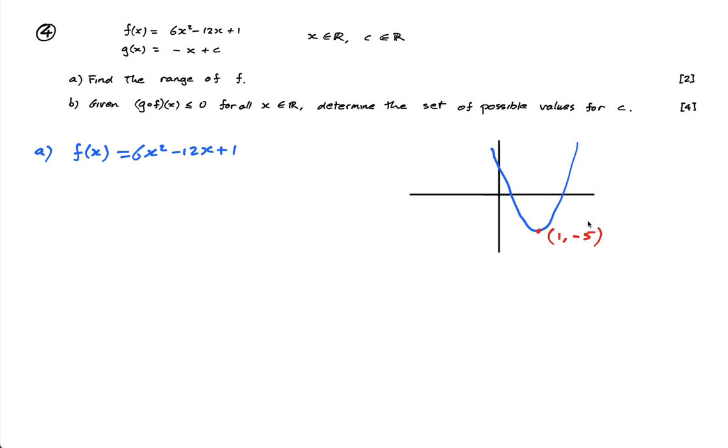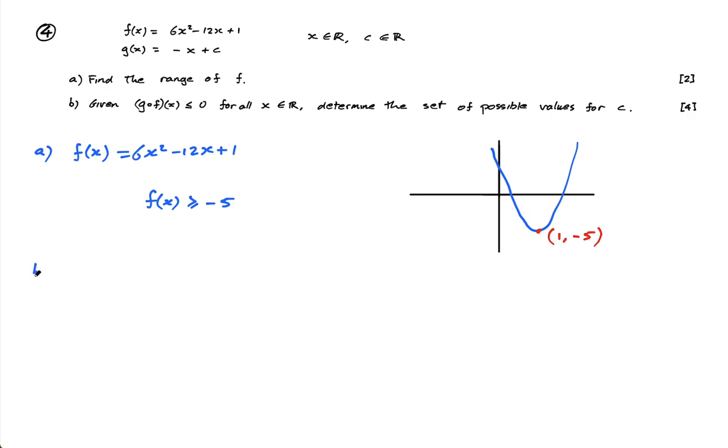If that's at 1, -5, what's the range of f? So the range, remember, is the y values. By the way guys, some people are going to say, what working will I show here? Well, this is the working, the graph. You've seen the graph of 6x squared minus 12x plus 1. So f of x is always going to be bigger than this. The y value is going to be bigger or equal to this minimum, which is -5. So f of x is greater or equal to -5, and that's it.